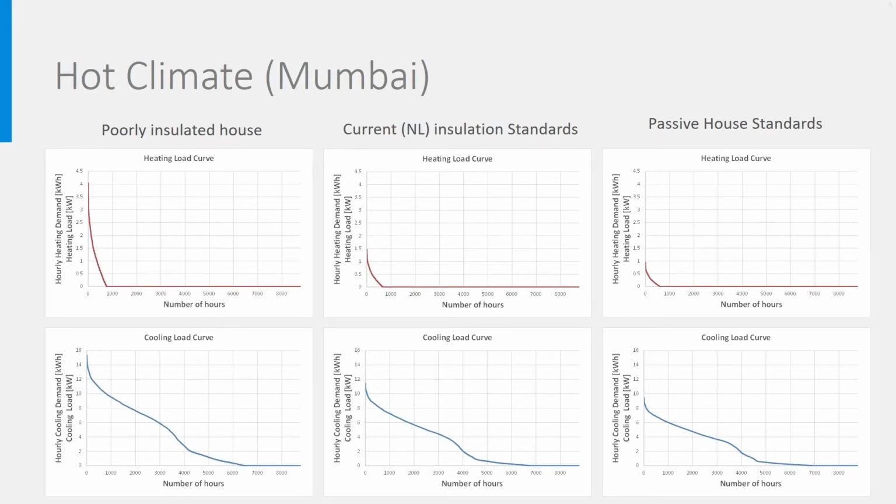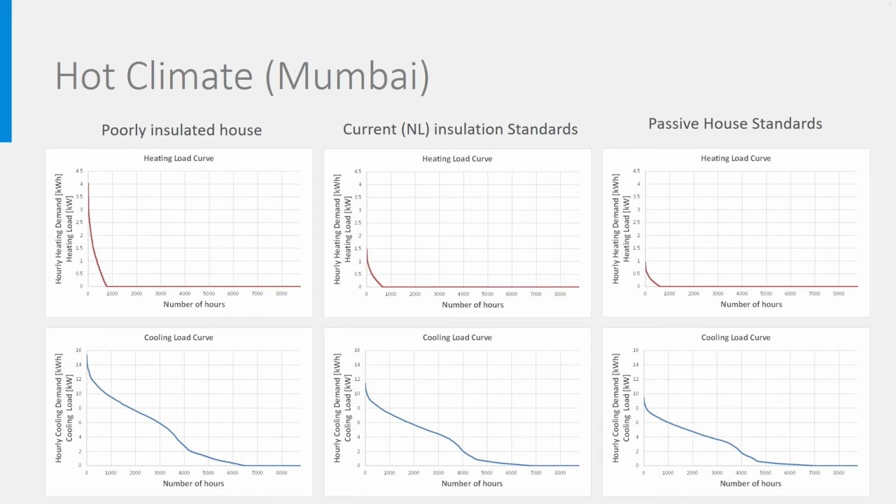For the house located in Mumbai, the heating demand is not very relevant, while for the cooling demand, you see here too the high influence of building design, and especially insulation. In all 3 cases, there are solar blinds. However, the decrease in number of cooling hours is not that high, that is because it is continuously warm. When the house is better insulated, the nominal power and the annual cooling energy demand decrease a lot.